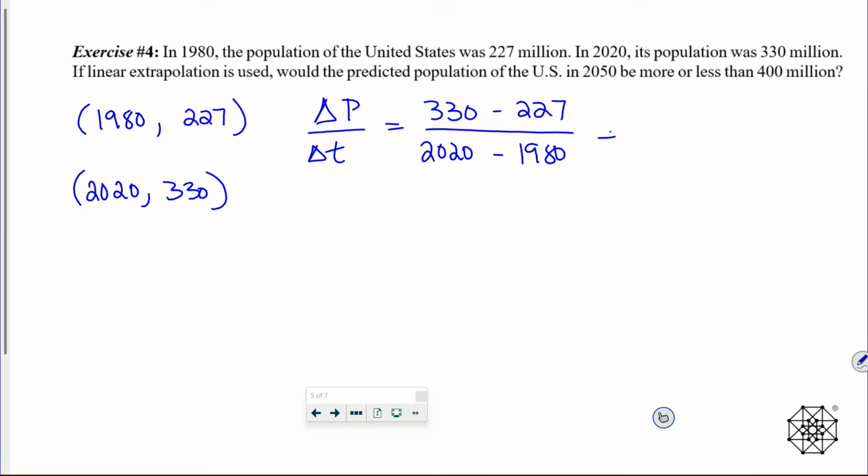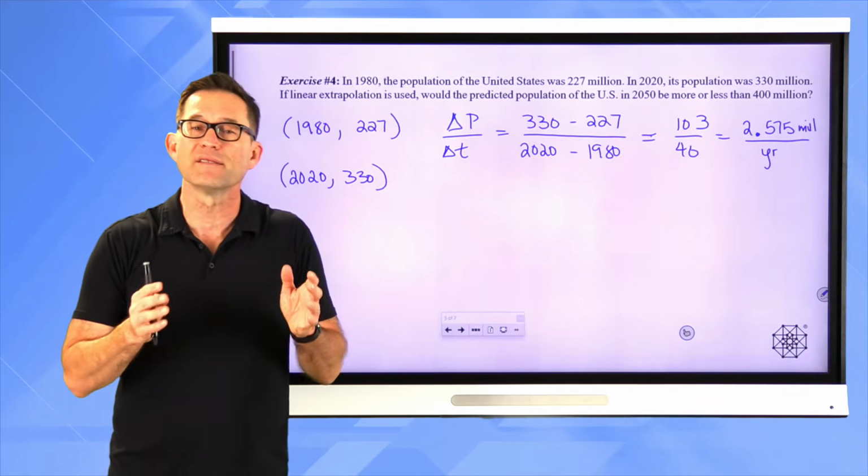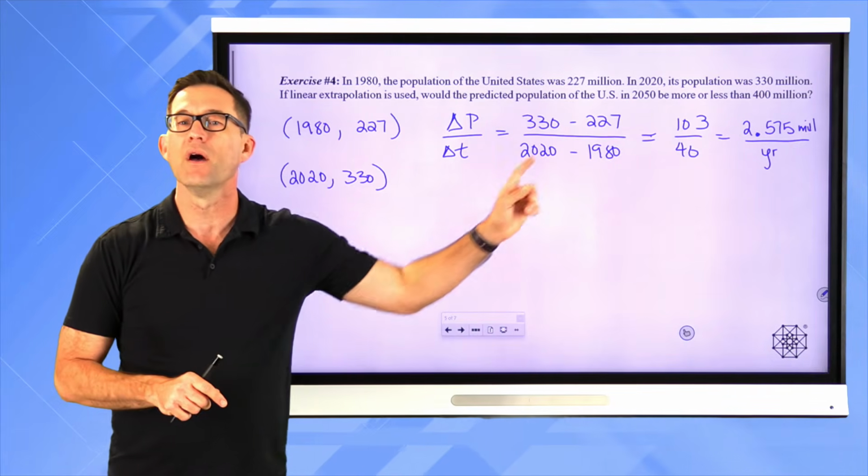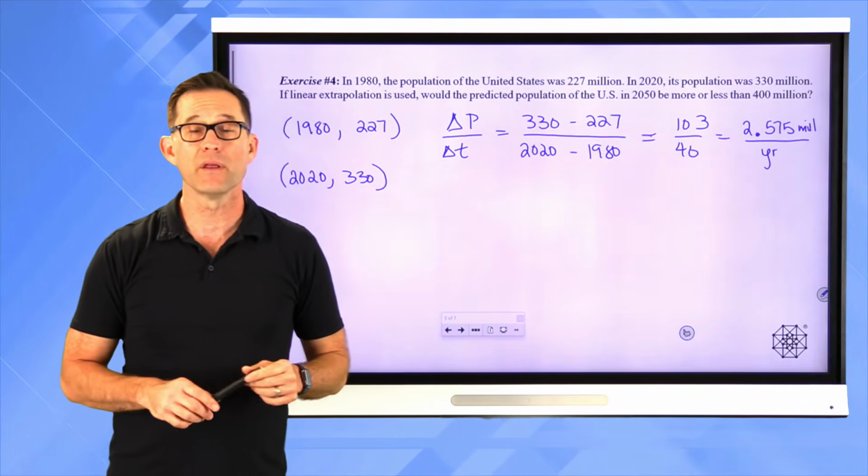Okay, and I can do that all at once if I want to. What I'll find out is that on the numerator, I've got 103 million divided by 40 years, and that ends up being a decimal, but that's okay. 2.575, and maybe I'll tag a little million per year. Now, before we move on, let's talk about this a little bit. What we're seeing here is that we have an average rate of change of 2.575 million people per year.